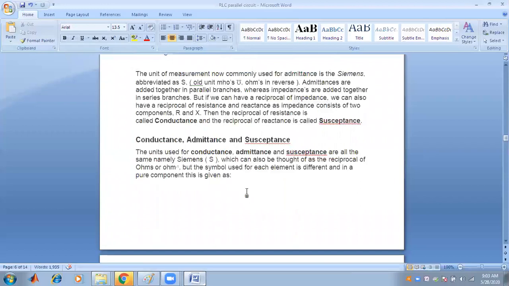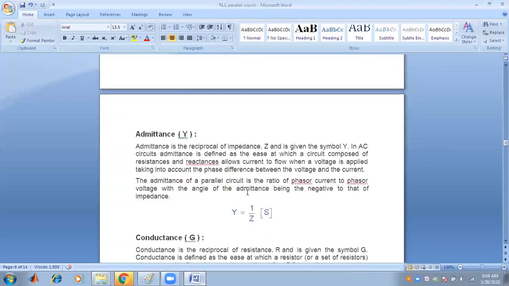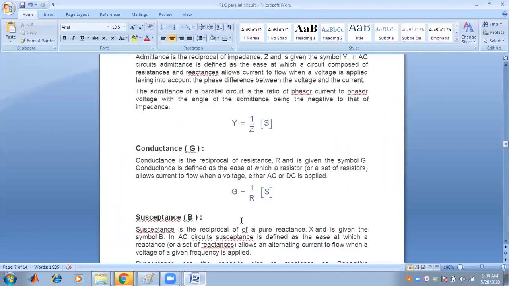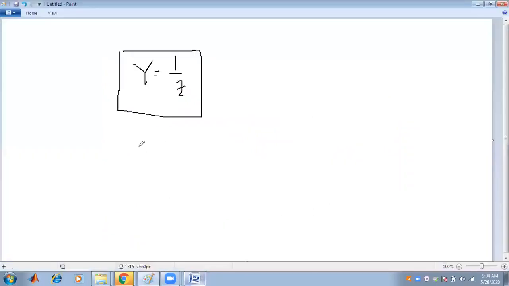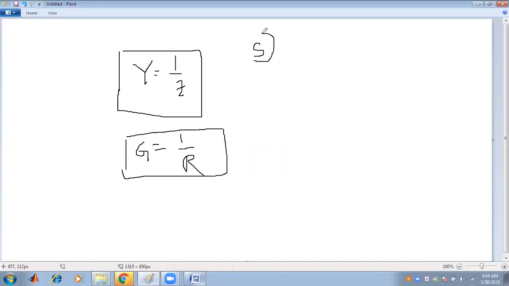The units of conductance, admittance, and susceptance are the same, namely Siemens, which can also be written as the reciprocal of ohm or ohm minus one. But the symbol used for each element is different. Admittance is generally known as Y, given by the reciprocal of impedance, 1 by Z. Conductance, which is the reciprocal of resistance, is denoted by G. In all cases the unit is Siemens.